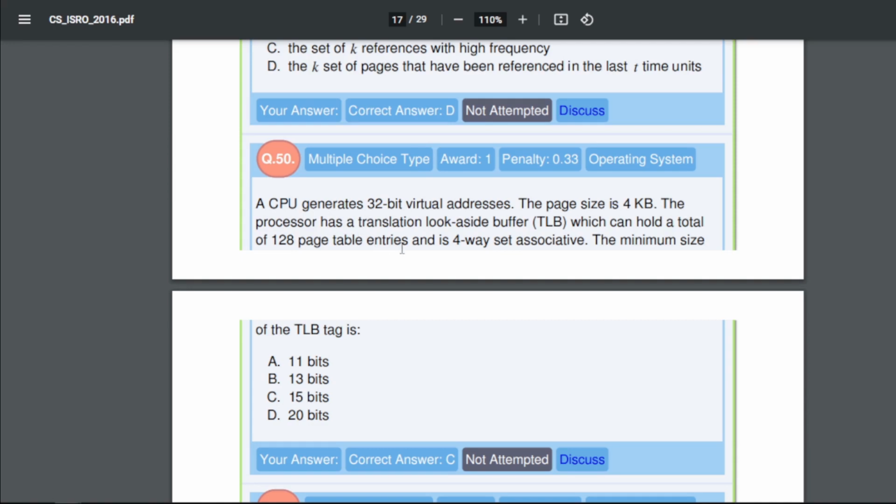The processor has a translation lookaside buffer, TLB, which can hold a total of 128 page table entries and is 4-way set associative. The minimum size of the TLB tag is 15 bits.